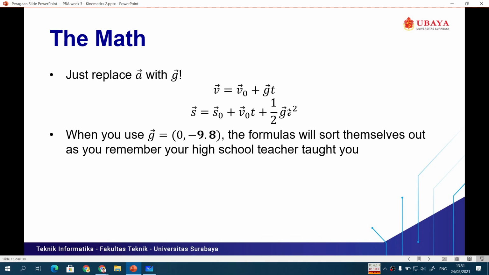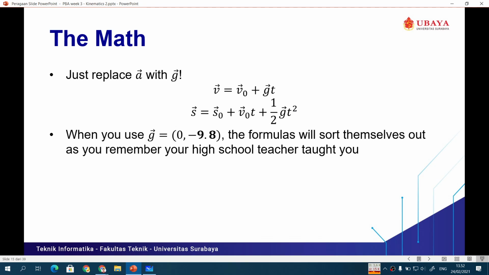As long as you use G equals 0 and negative 9.8, the formula will sort itself out, as your high school teacher taught you. If you plug in negative 9.8, this plus sign in the V equation will become negative. And as well in the S equation, this V naught T will become negative half of G and T squared.